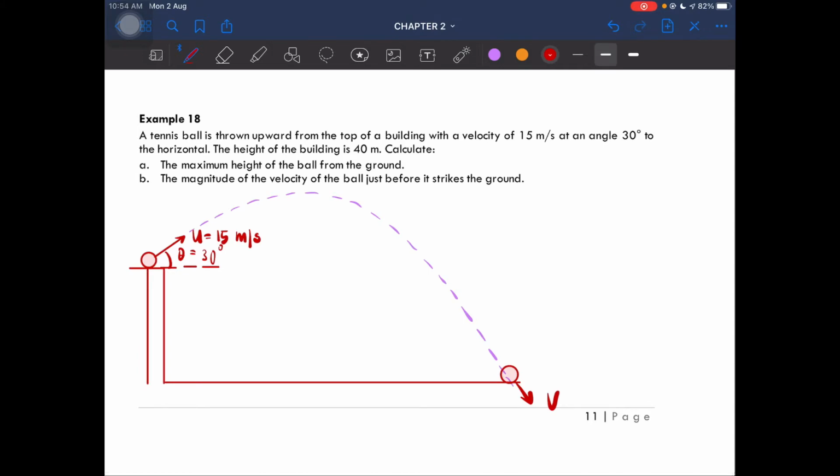The height of the building is equal to 40 meters.